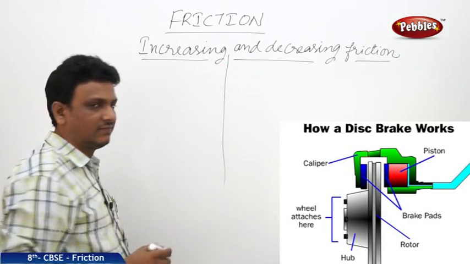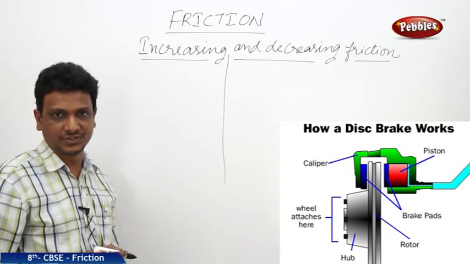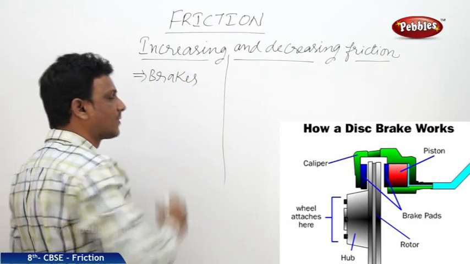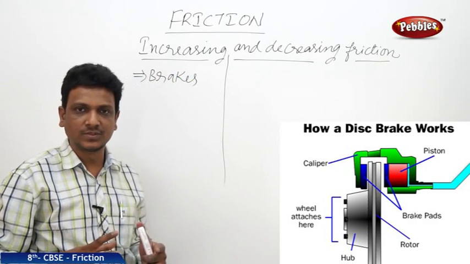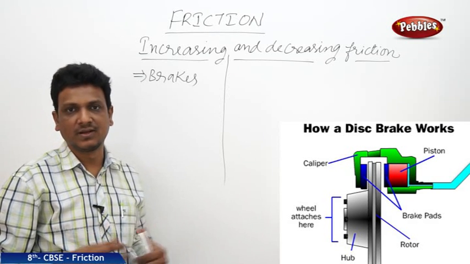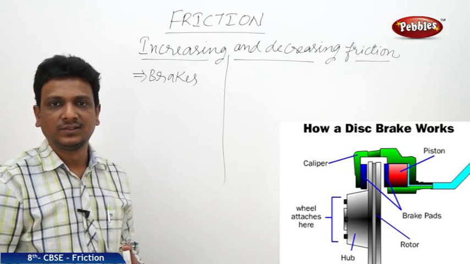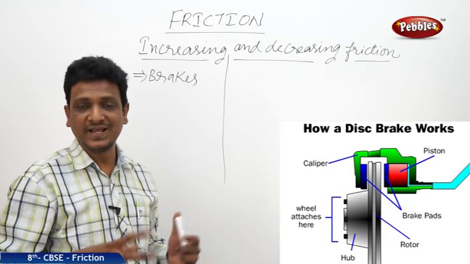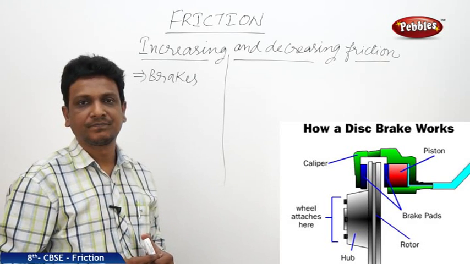So in the part of increasing, where we need more friction, at which cases we need more friction? The first thing we see here is brakes. For a bicycle or a motorbike or a car, the brakes must be functioning properly. Otherwise, we cannot be saved from accidents. Suddenly, something may come on the way, so we have to stop our vehicle. At that point, we apply the brakes. If the brakes fail, it leads to an accident. So brakes are very important.